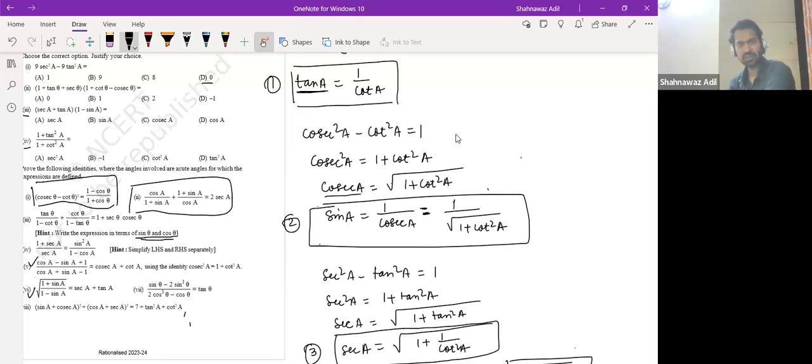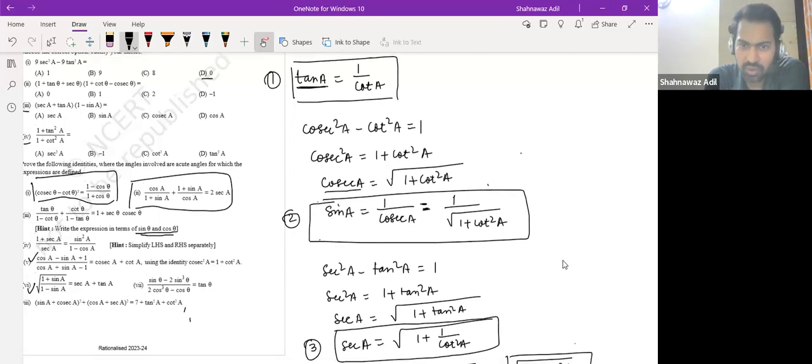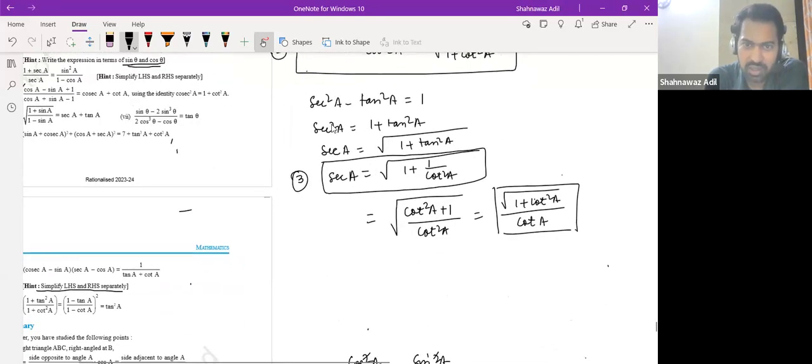Yes, Faz, Tejasvi, Amira, is it clear to you, or any doubt? You guys have any doubts? Yes, sir, it's clear. So can you explain the third one, please? The sec square A minus tan square A. Oh, okay. This third one.